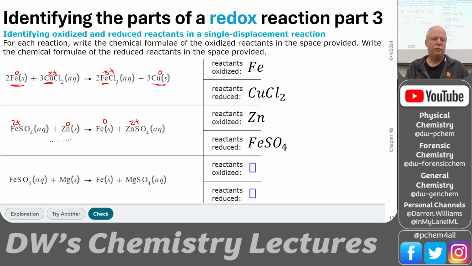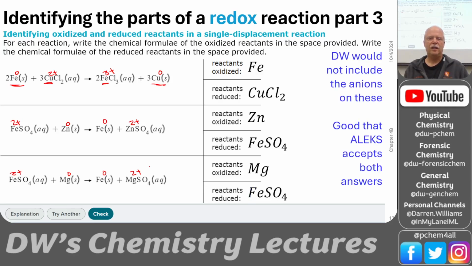Let's do it again for practice. Fe2 plus going down to 0. Magnesium 0 going up to 2 plus. So the magnesium lost electrons and the iron gained electrons. I would not include the anions on those, and so I was glad that Alex would count these as the right answers.